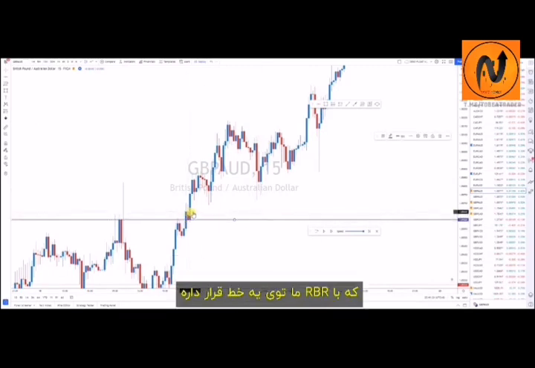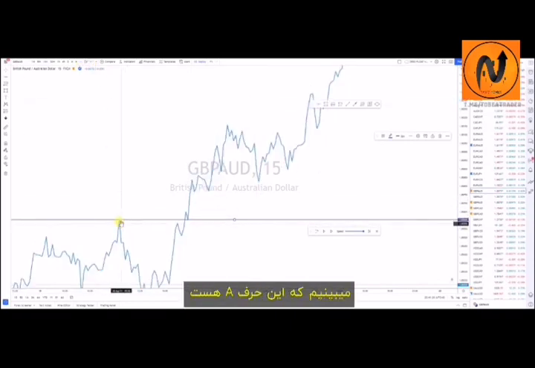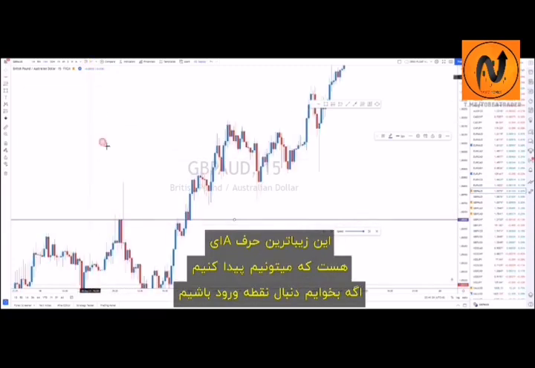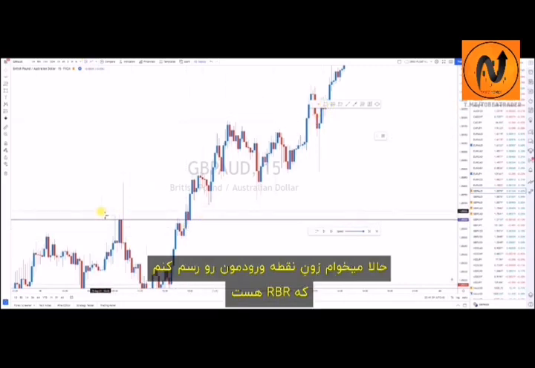So this is the rally base rally. This is the capital letter A. If I move to the line chart, we can see that this is a capital letter A. This is the most beautiful capital letter A that we can find if we want to look for the entry point. Now I'm going to draw our entry point zone, which is the rally base rally.